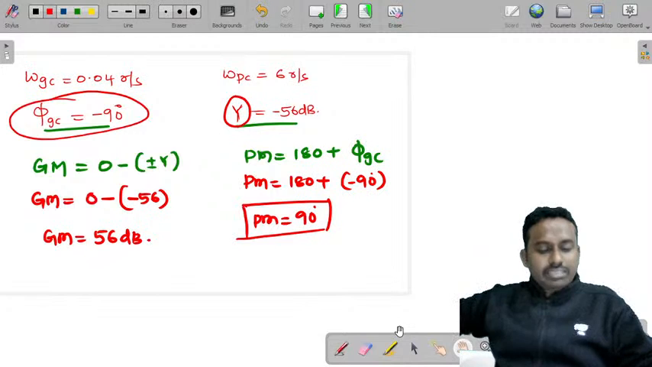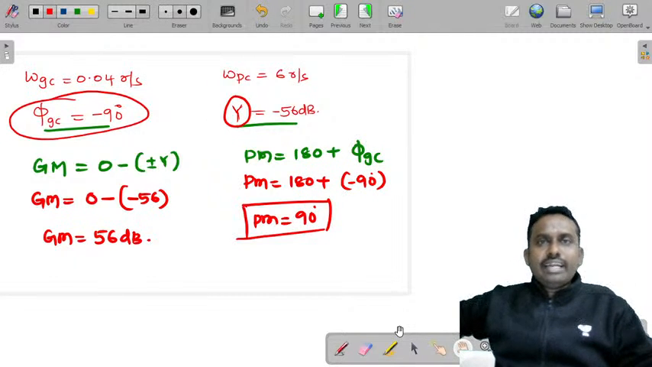And in the next session, as a part of part B, we will solve one polar plot question and one Nyquist plot question, and then we will end this quick revision quiz of unit 3. Then we'll move on to the quick revision of unit 4.